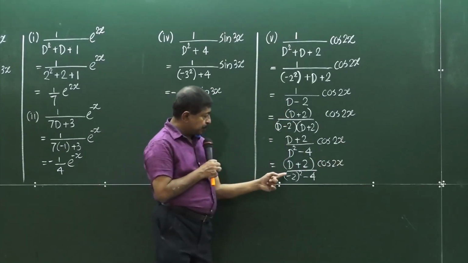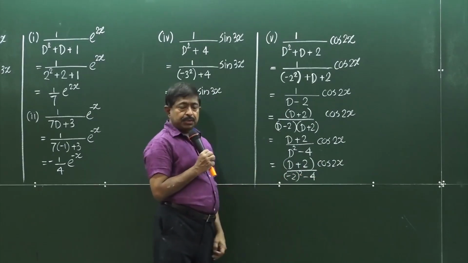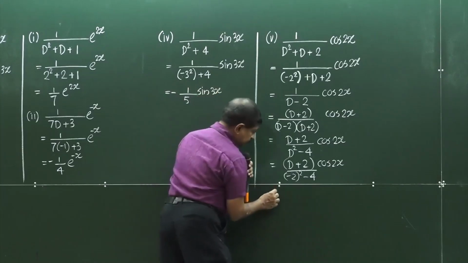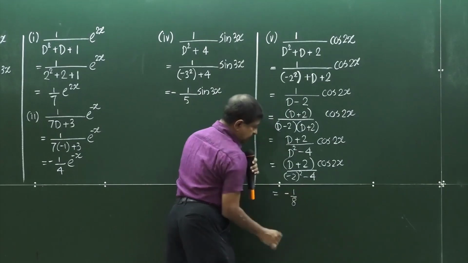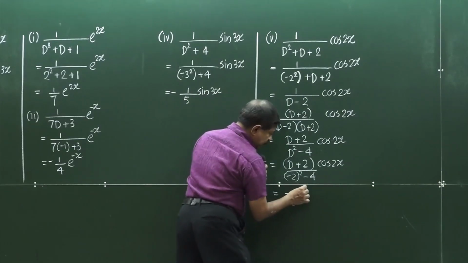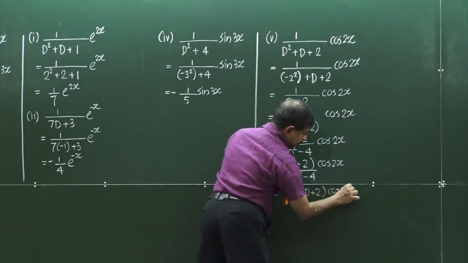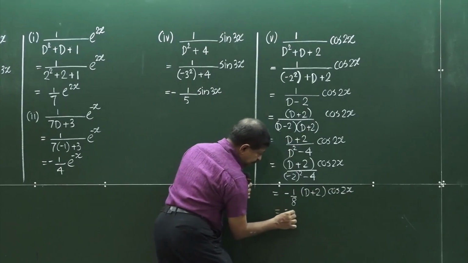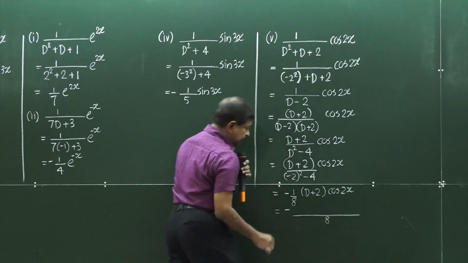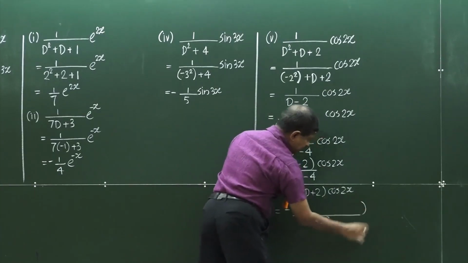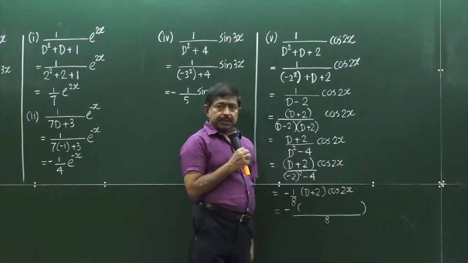So what will you get now? This is minus 4, minus 4. You get minus 8. Minus 1 over 8. Then what do you have? You have D plus 2 cos 2x. Now the last line, minus. I'll put this 8 beneath this one. I'm going to write this answer. Now D plus 2 times cos 2x.